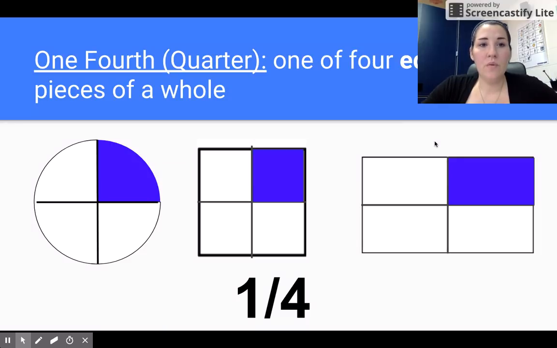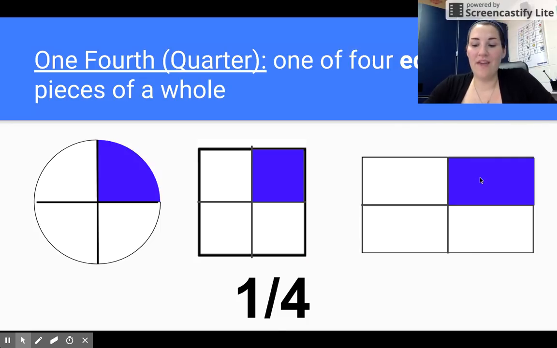And then finally, we need to look at what 1/4 would be, or a quarter. We could say it either way. And that means that one of the four equal pieces of a whole is colored in. So all of these shapes here have 1/4 of the shape shaded blue. So right here we have 1/4 of the circle is blue, 1/4 of the square is blue, and 1/4 of the rectangle is blue.